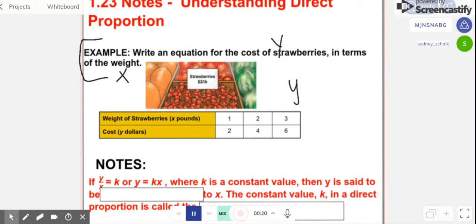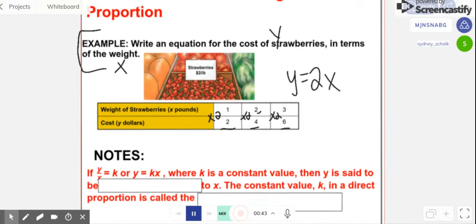So we know it's going to be y equals, and we can see that we're multiplying by 2 each time, multiplying x by 2 each time to get our y. So we have y equals 2 times x. We can see that because 1 times 2 equals 2, 2 times 2 equals 4, and 3 times 2 equals 6. It proves to be true.